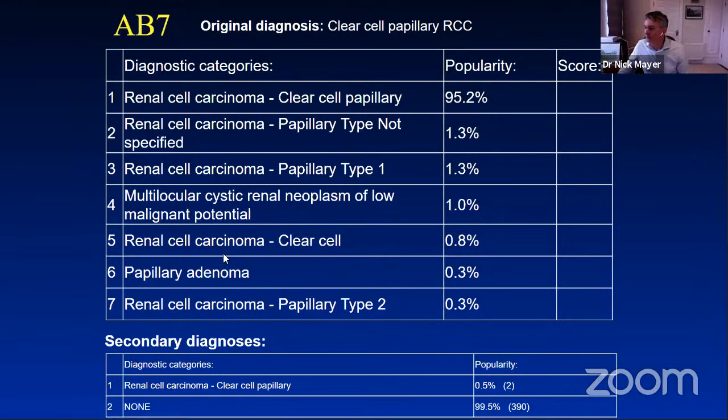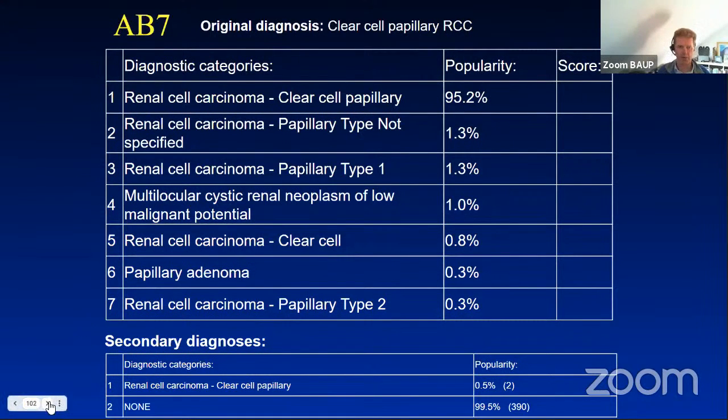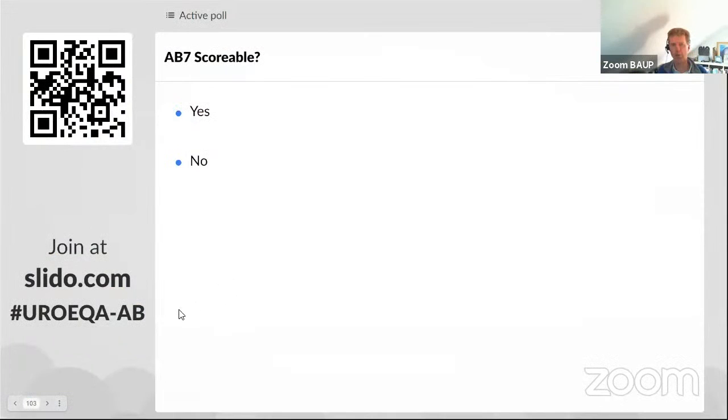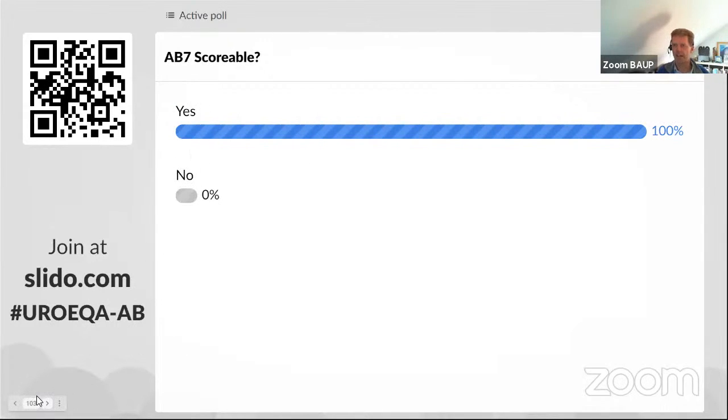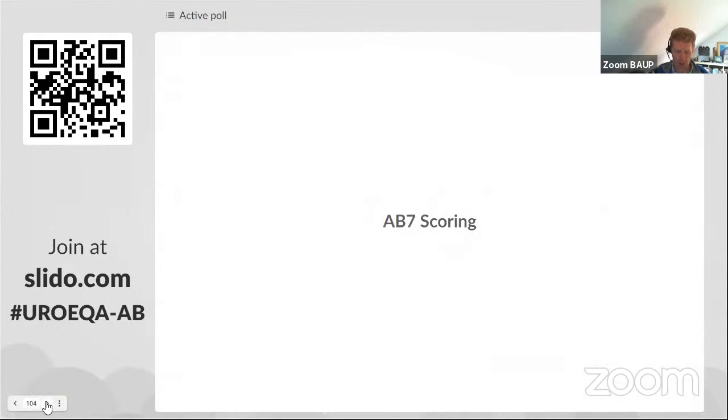No, it seems we are questioning. Well, let's go on to the next one then. So is this scoreable? We got 95%. I'm going to be less generous than Nick. That's good. 100% scoreable. So let's score away.